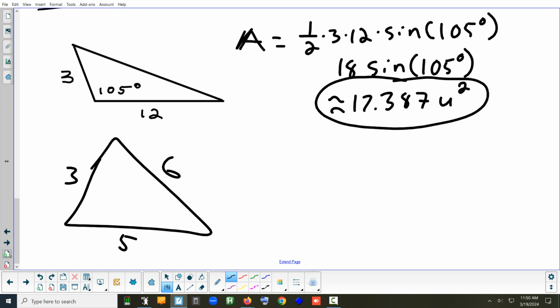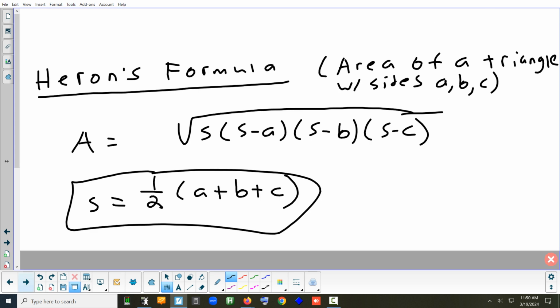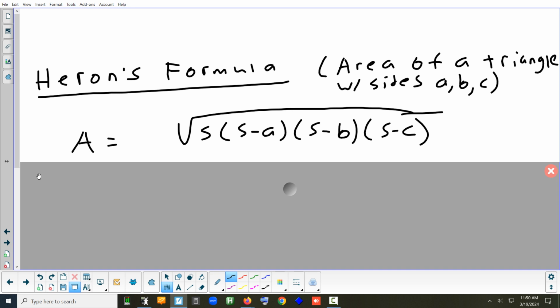Now that works, but that's the long way to do it. There's a shortcut that allows you to find the area, but you don't need the angle. This is called Heron's formula. The other formula doesn't have a name that I know of, but this one does. So Heron's formula is how you can find the area of a triangle when you know all three sides. But remember, it's not needed. You could just use law of cosines, figure out an angle, and do it the way I showed you already. But this is a lot shorter.